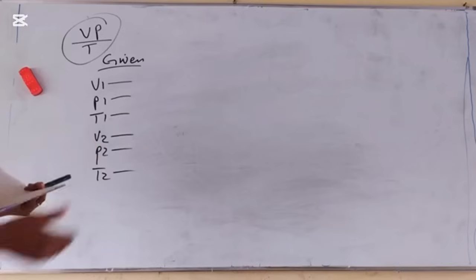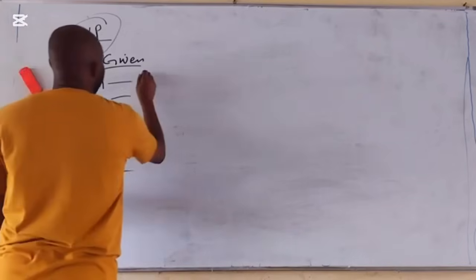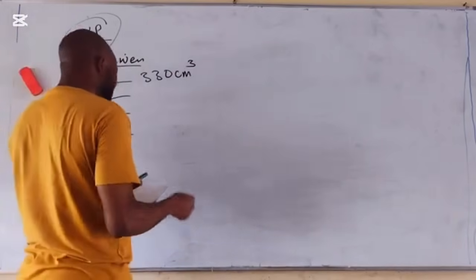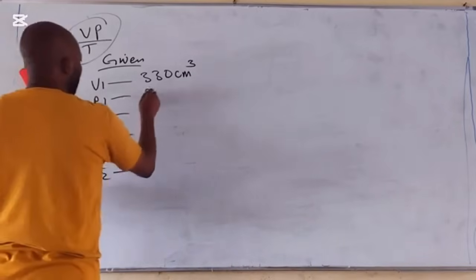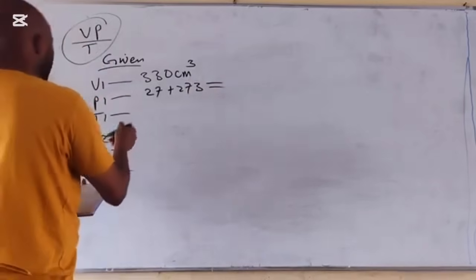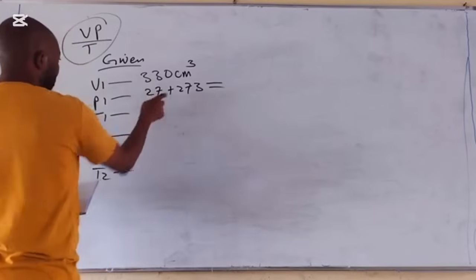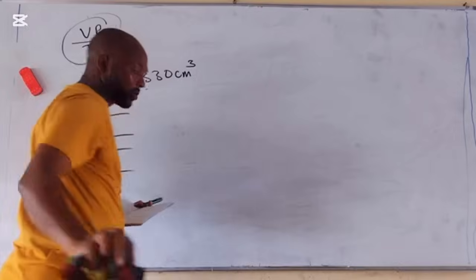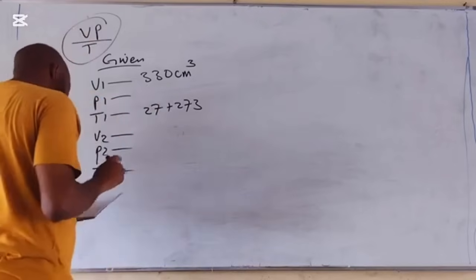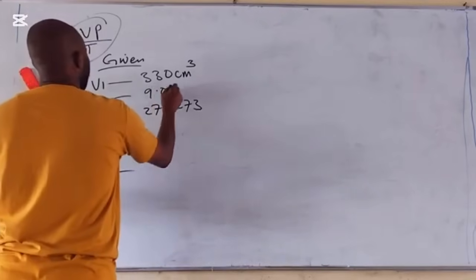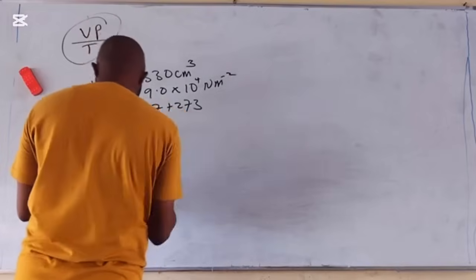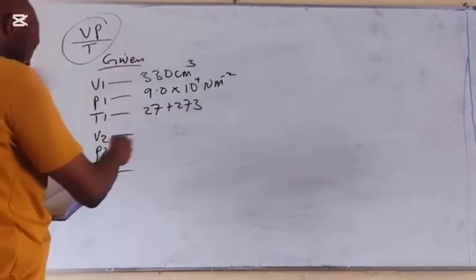Okay, let's see. A certain mass of gas occupies 330 cm3 at 27 degrees Celsius. That is T1, 27 plus 273. Sorry, that's temperature, not pressure. And pressure is 9.0 times 10 raised to the power of 4 Newton per meter squared. Calculate its volume at STP.